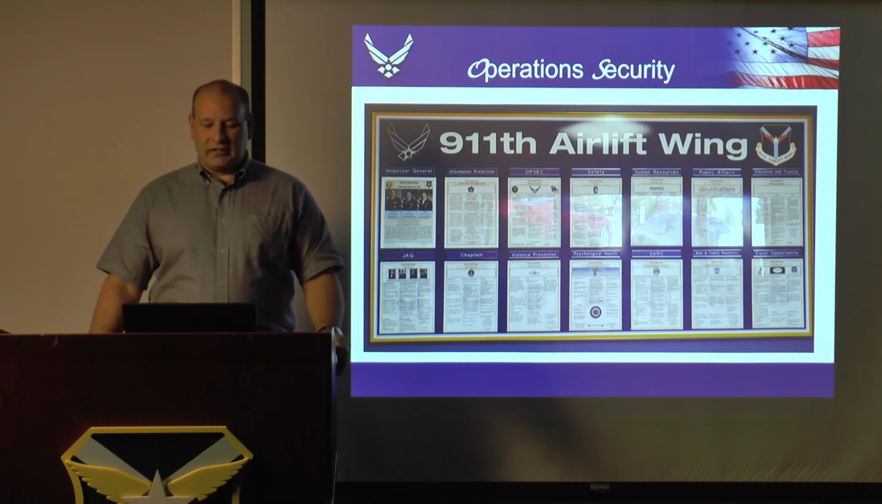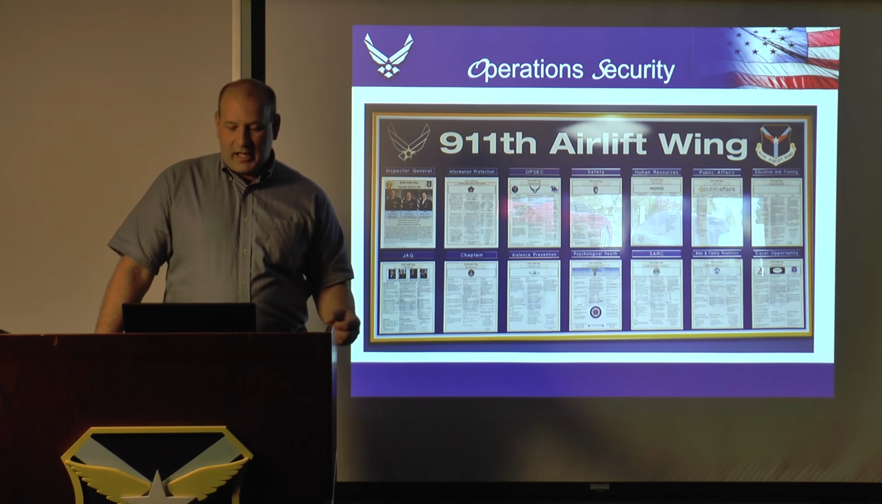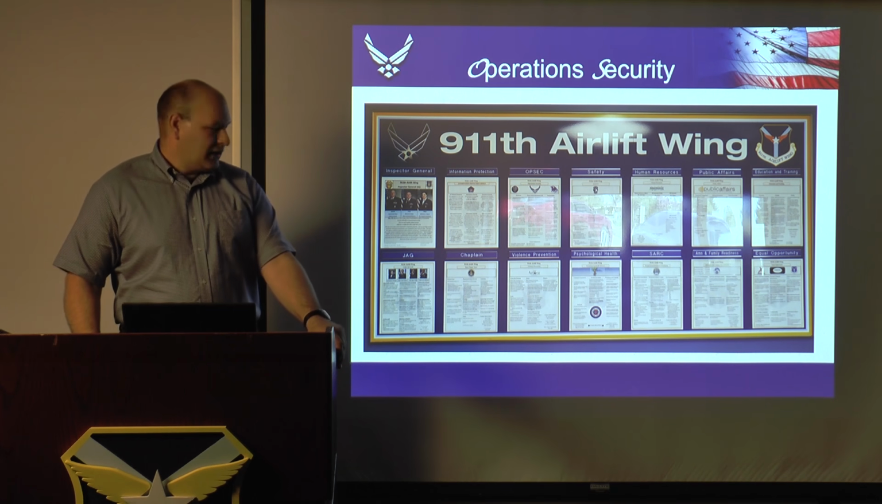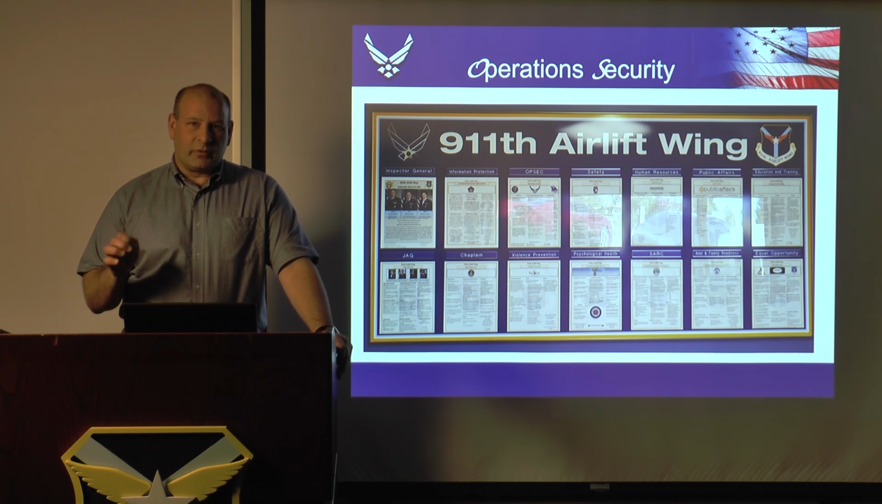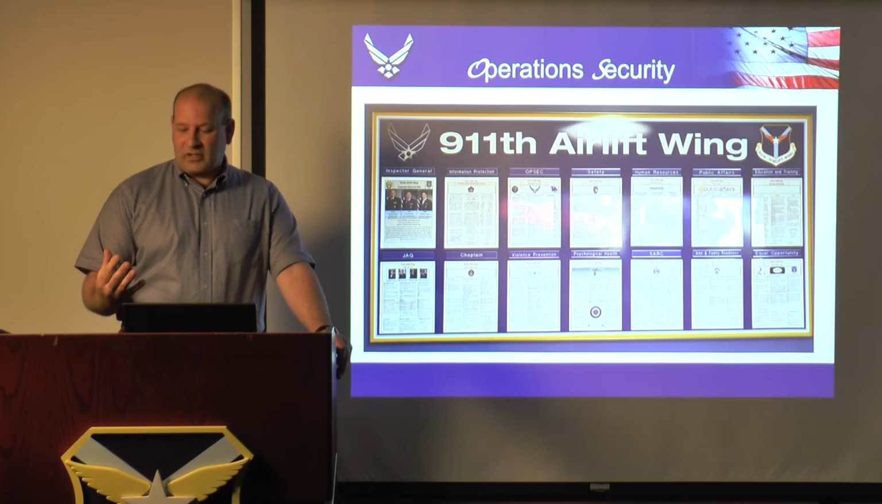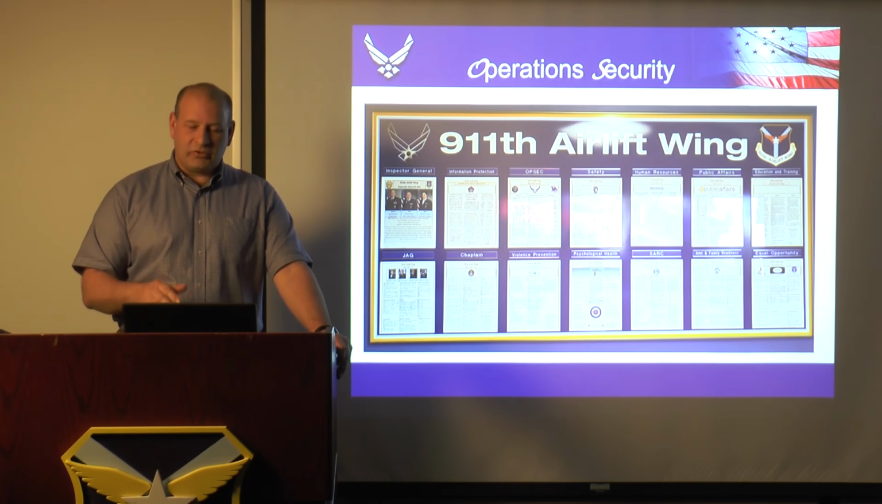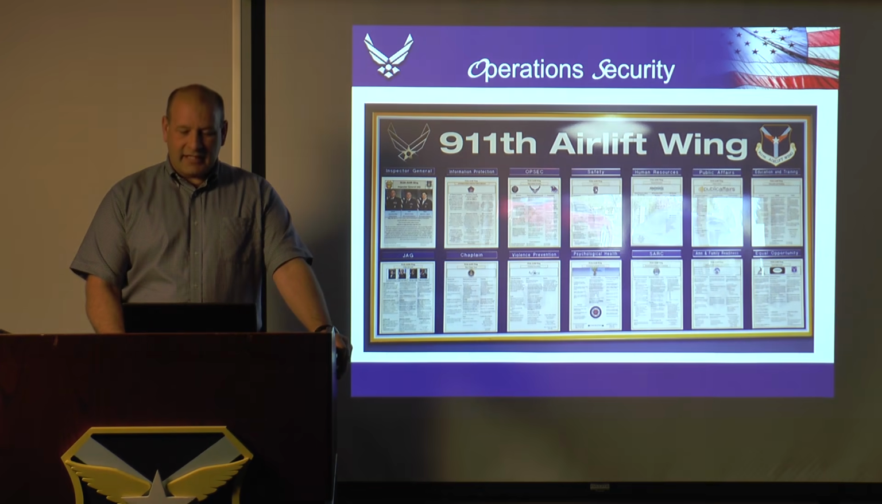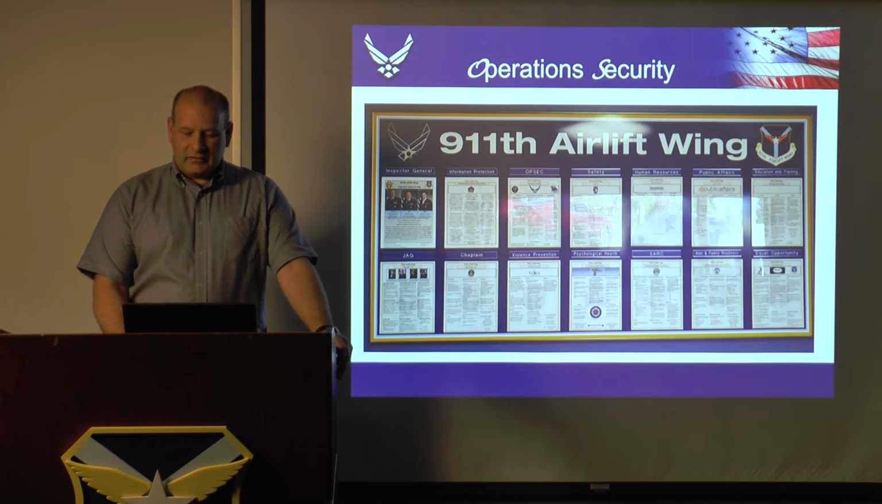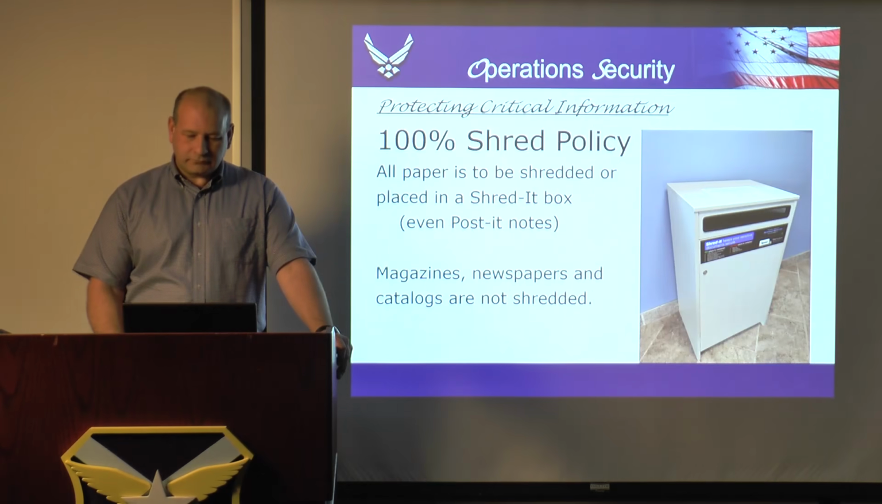Here is a picture of a wing information board. OPSEC is third over. It has our critical information listed, which I cannot talk to you about on the video. But make sure you find one of these boards and take a look at our critical information. And each unit may have some additional items in their squadrons also.